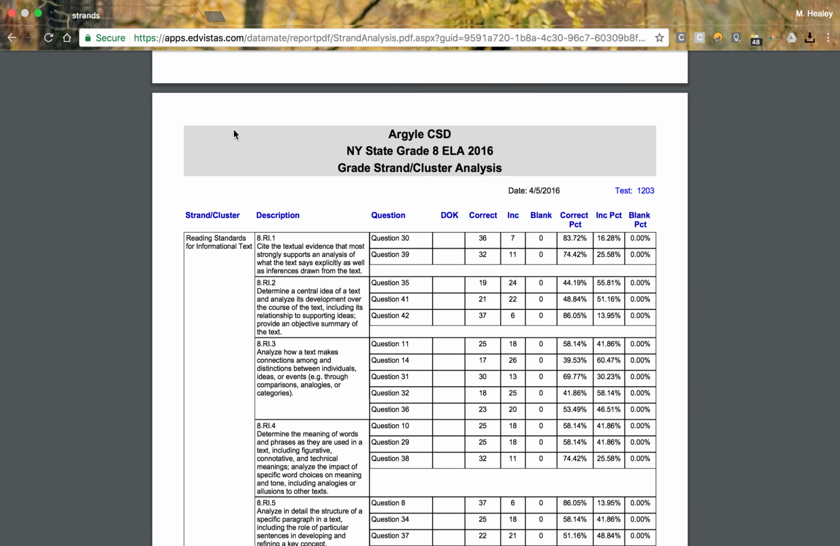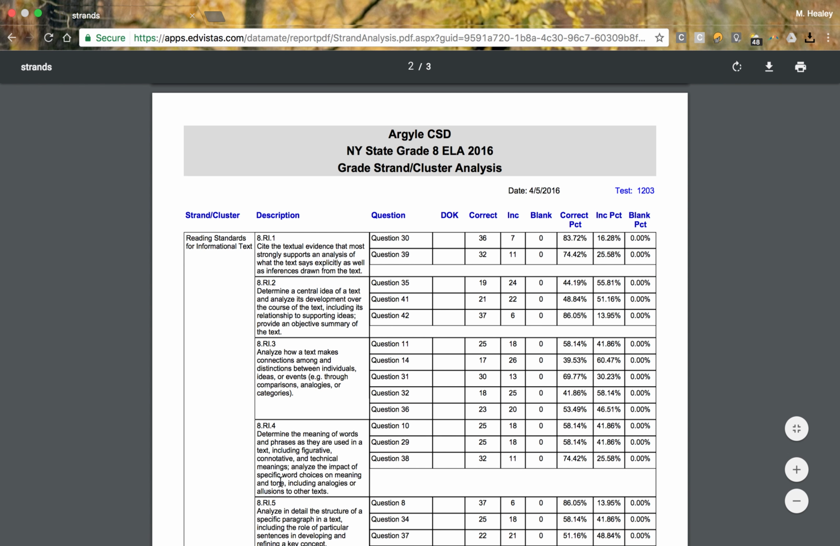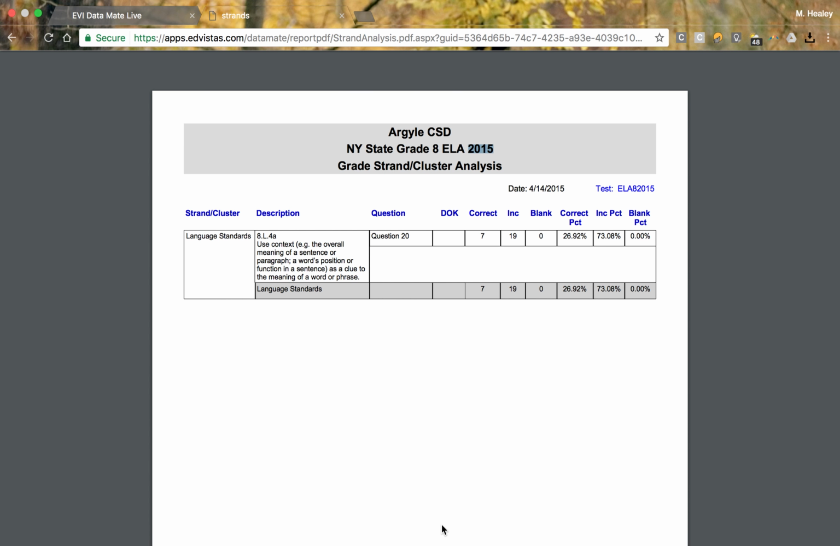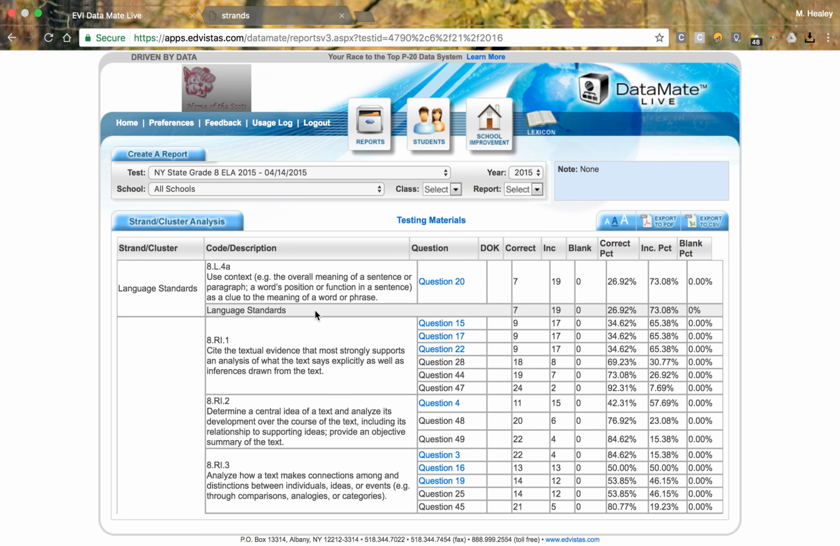So that is a quick look at the Strand Cluster Analysis of Datamate.